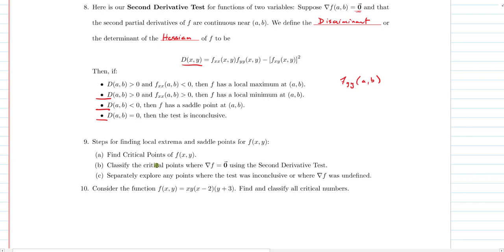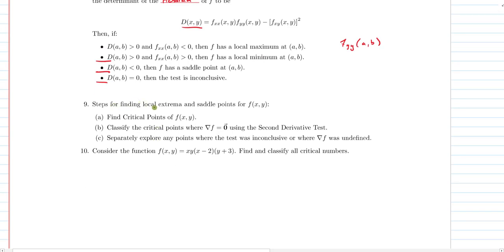So folks, here are the steps for finding all of your local extrema and saddle points for a multivariable function. You're going to first classify all of the critical points, so find all the critical points to the function. Then you're going to classify them using the second derivative test, and separately explore any points where the test was inconclusive, or if the critical point was obtained because the gradient was undefined there. You get some separate exploration to do in that last part.